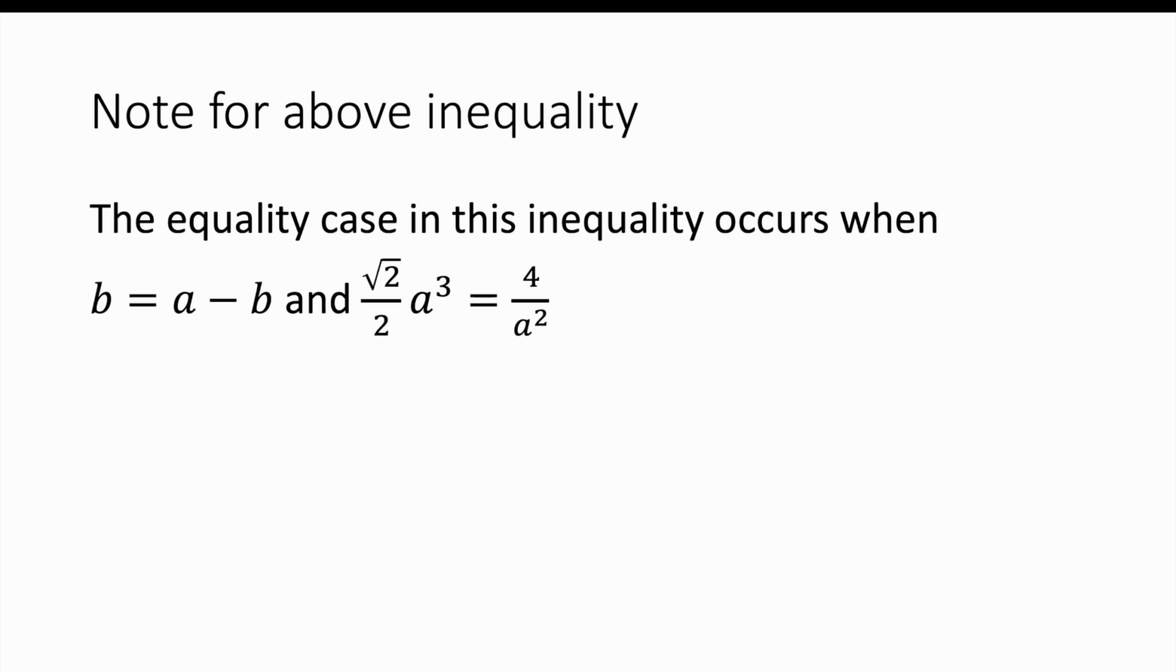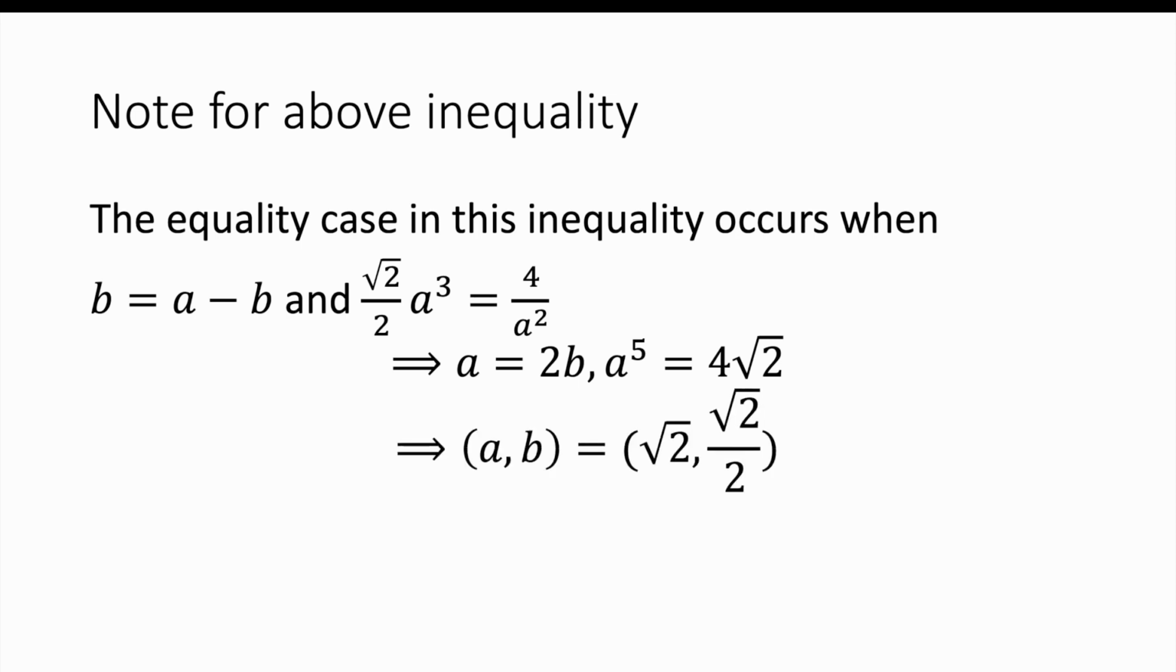So note that in this case, we can actually find the equality case. Equality occurs in both AMGMs that we have used. So that means that b equals a minus b, and square root of 2a cubed is 12 over a squared. So that means a equals 2b, and a to the power of 5 is 4 square root 2, which is square root of 32, or square root of 2 to the power of 5. So that means that a and b must be root 2 and root 2 divided by 2 respectively.